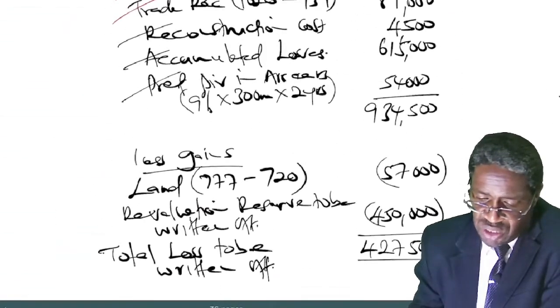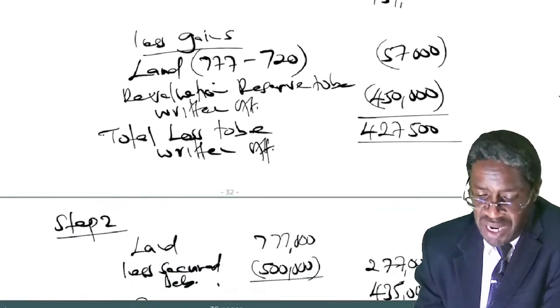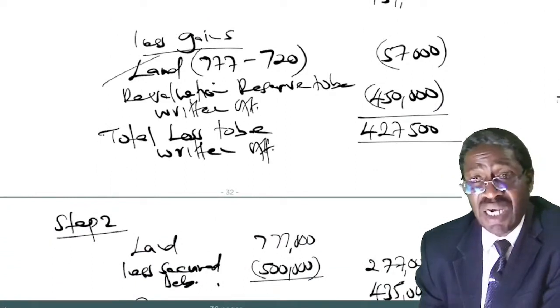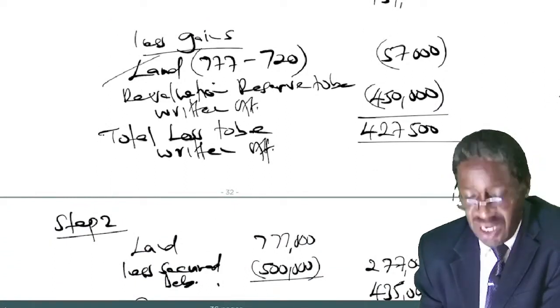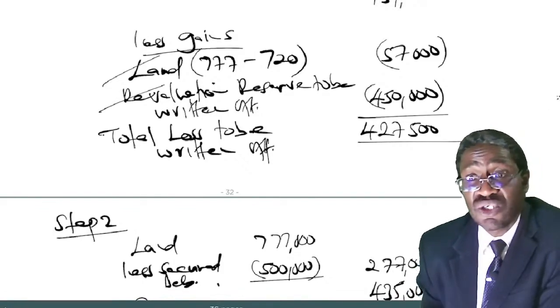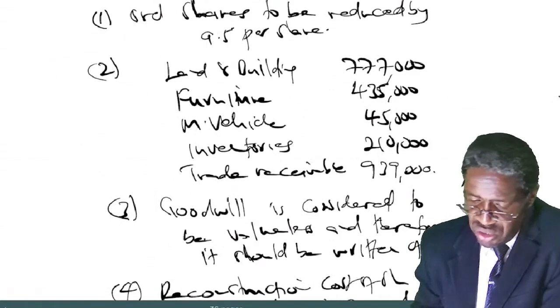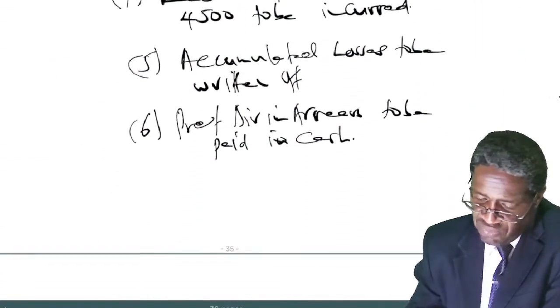Next, let's see what else we used as part of step 1. So far, I've used the preference dividends. Among the gains, I've already talked about land, which is part of the assets that was revalued. Next, we can now have revaluation reserve to be written off. That's number 7.